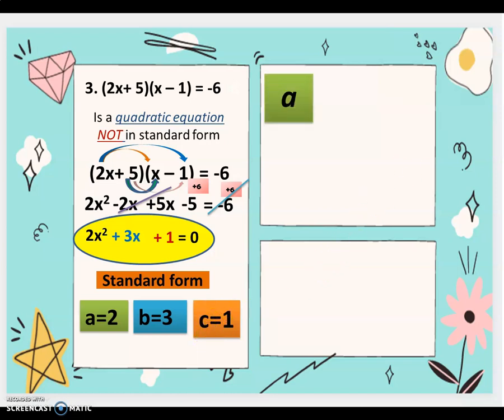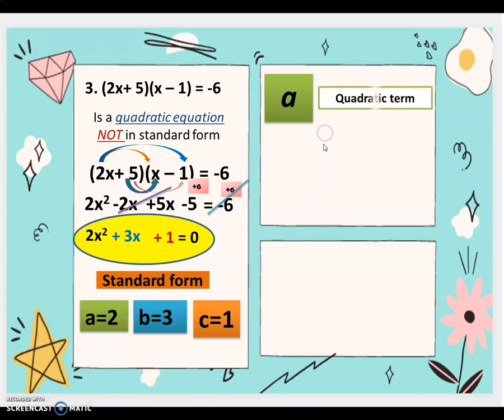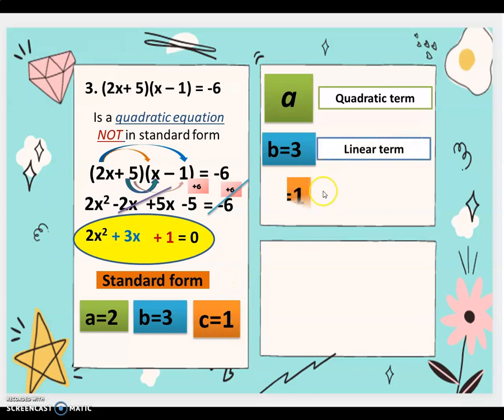Diba? Madali lang. And then, at this point, let us give how we're going to address A, B, and C. So, the symbol A is what we call the quadratic term. And then, the symbol B is equal to 3 is the linear term, and that symbol C is what we call the constant term. So, ganun lang po siya.